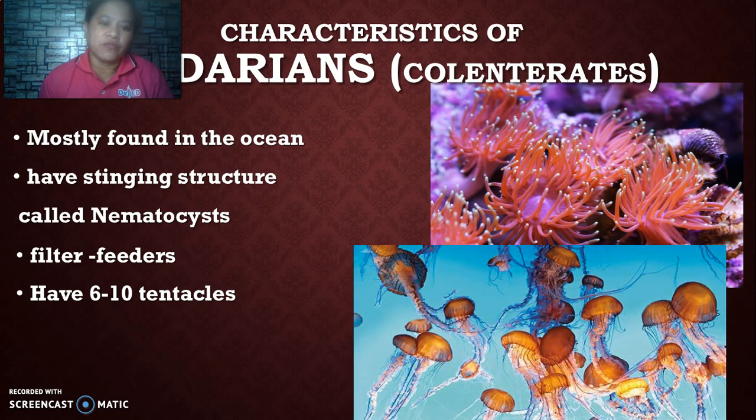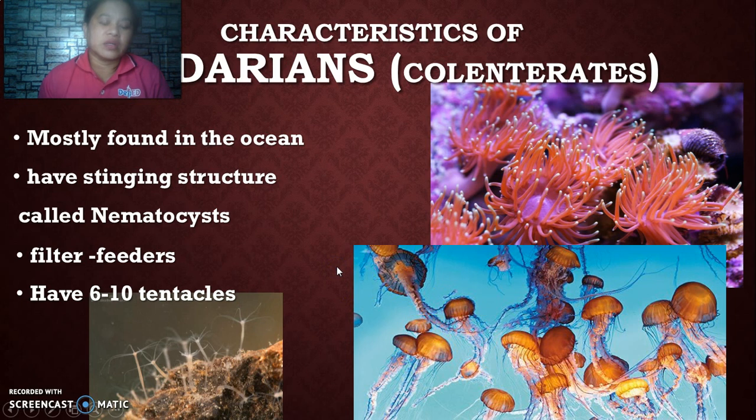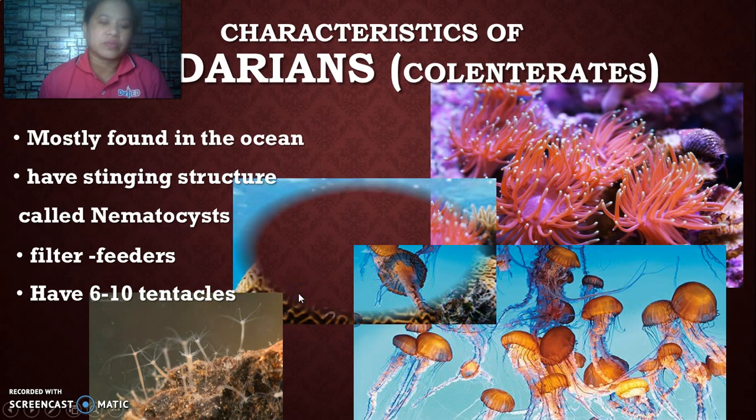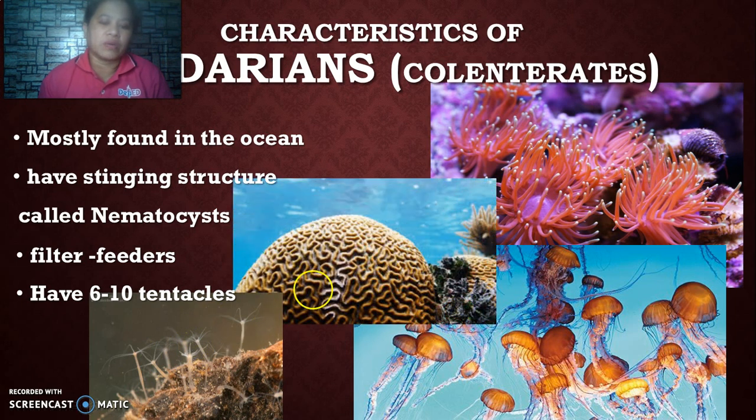We also have the jellyfish, which has stinging tentacles. It has a poison at the edge of these tentacles. And we have the hydras. This one is the hydra. And the last is the brain coral. So these are examples of Cnidarians that can be found mostly in the ocean.